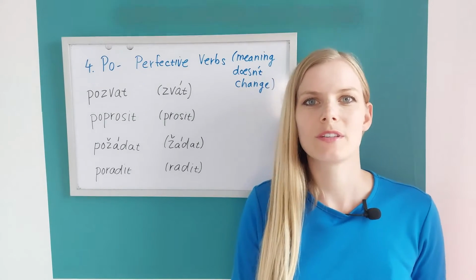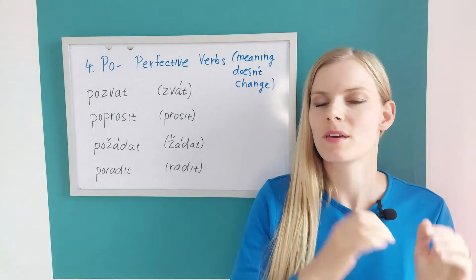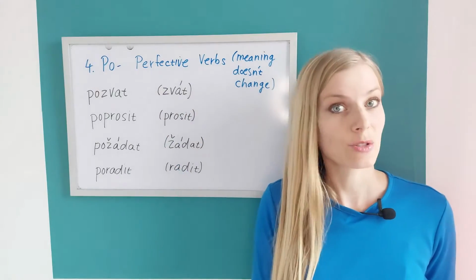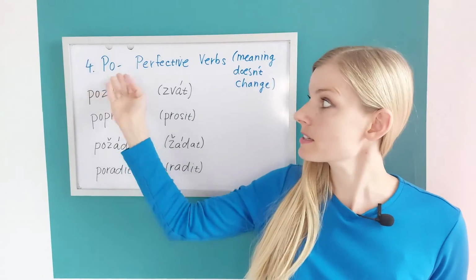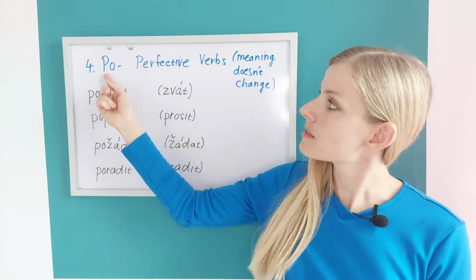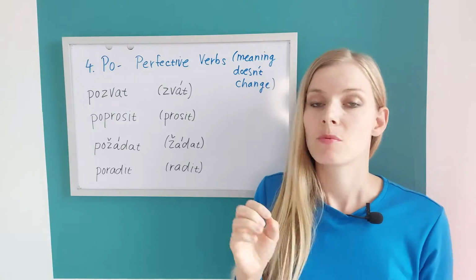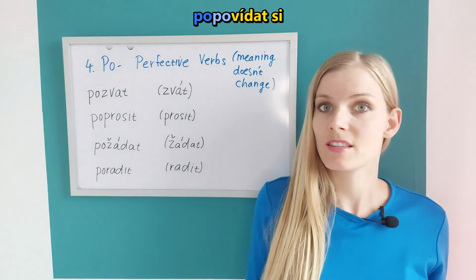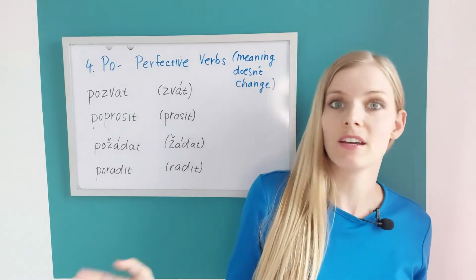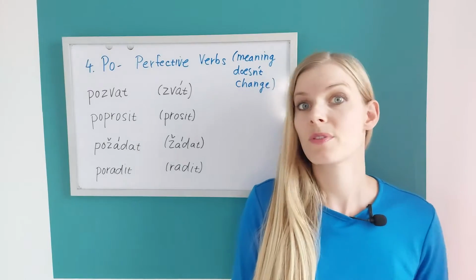Today you are going to learn some new phrases starting with the prefix po. Last week I talked about 3 different functions of this verb prefix. I also mentioned that we can have this prefix back to back. We can have a verb such as popovídat si, to sit down and chat and have a nice time. So let's continue with this topic.